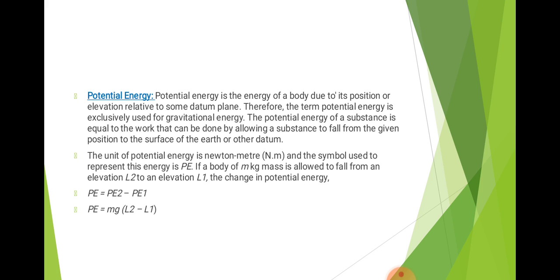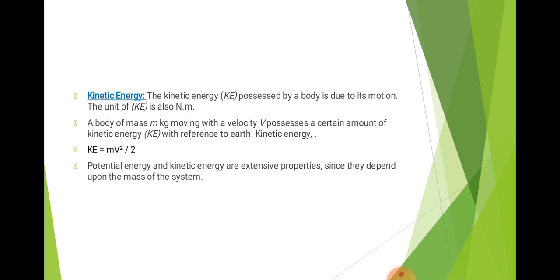We get the actual potential energy in the body of m kg. Now we can see the information about the kinetic energy. The kinetic energy possessed by a body is due to its motion. The unit is capital KE and is also measured in Newton meter.